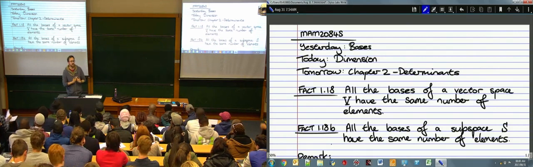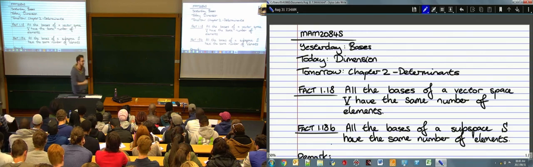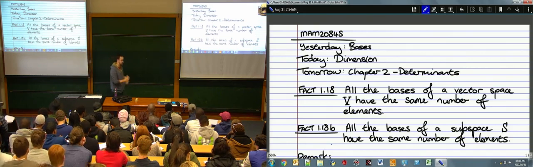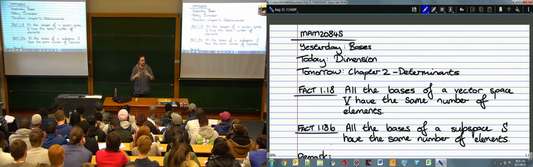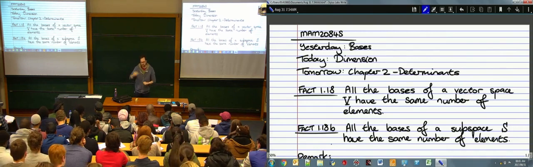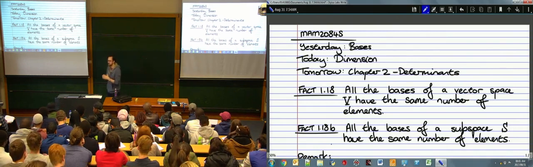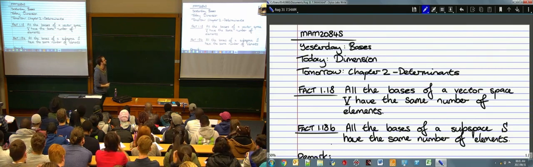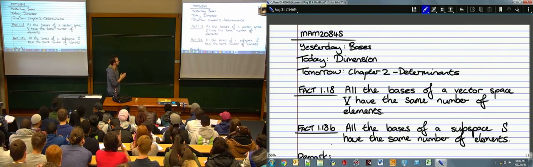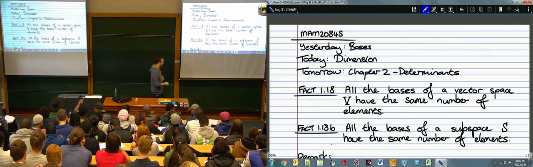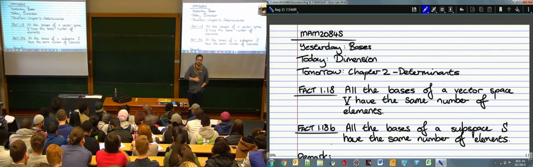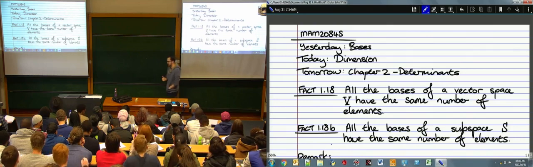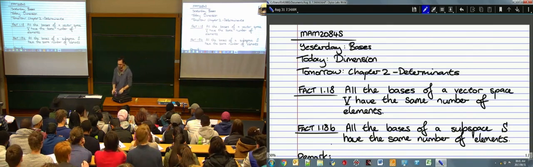What we're going to speak about today is the idea of a dimension, and the idea of a dimension is going to follow very naturally from this idea of a basis that we've introduced. And then what we'll start tomorrow is chapter 2. We'll start speaking about the determinant, which turns out to be a really useful tool for a number of different things. So let's just start with what I'm going to call fact 1.18, which I think I may have said yesterday, but didn't actually write down formally.